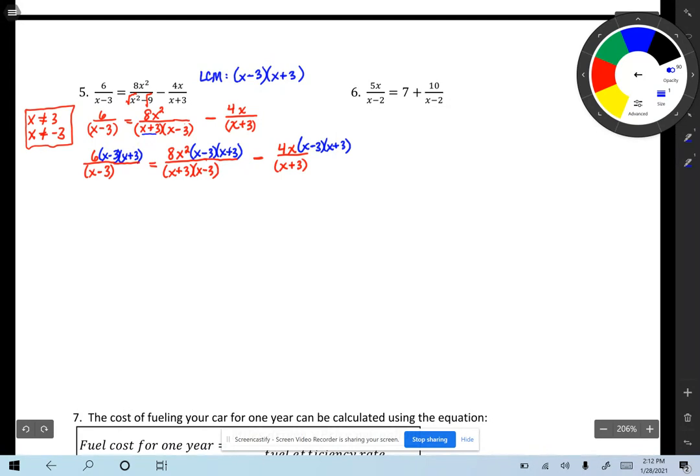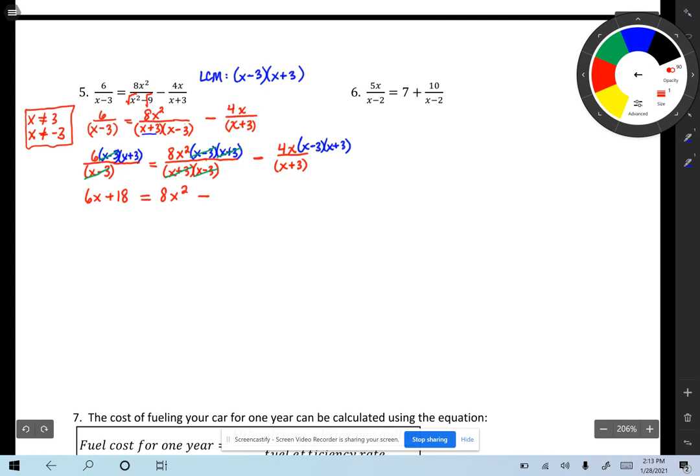All right, now the fun part, canceling. These cancel, and you're left with 6 times x plus 3. And I'm going to go ahead and do that math. You don't have to. You can just write out this step if you want, but I'm going to go ahead and do it. So 6x plus 18 equals, here lots of nice things cancel. x plus 3 cancels that, x plus 3, x minus 3. That looks so much nicer. Equal to 8x squared.